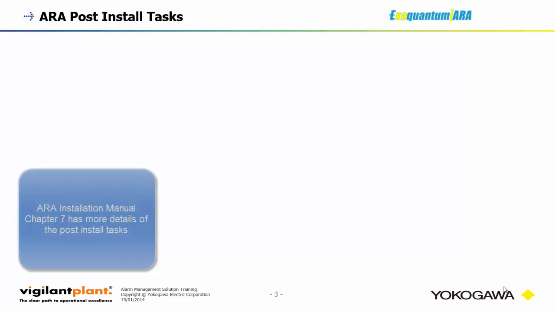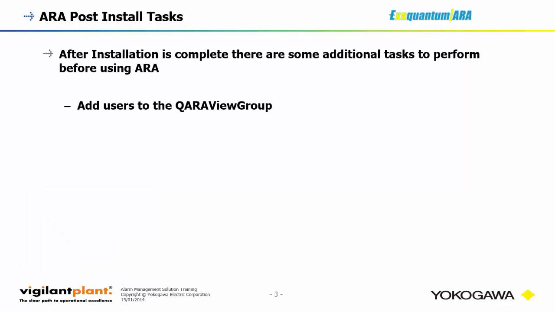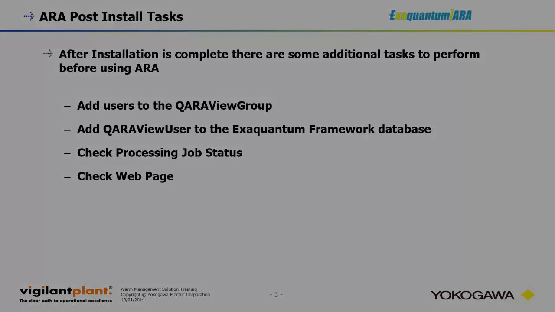Once the installation is complete, there are a small number of post-install tasks to carry out. Firstly, add users to the QARA view group. Add the QARA view user to the Exaquantum framework database. Check the ARA job processing status. And check the web page is visible.